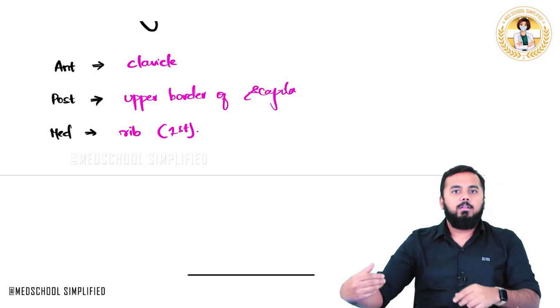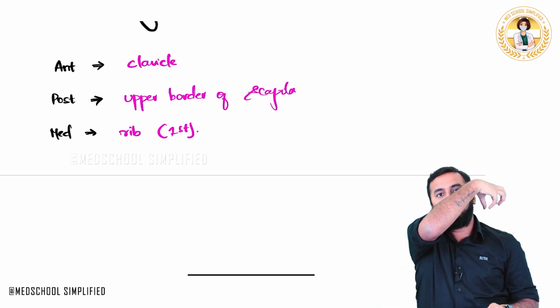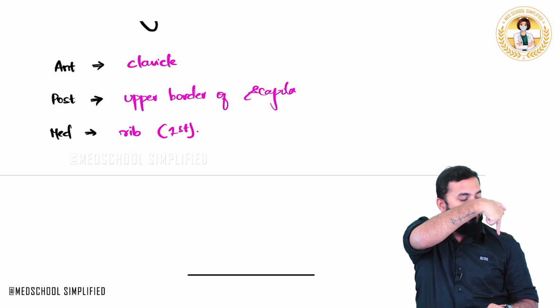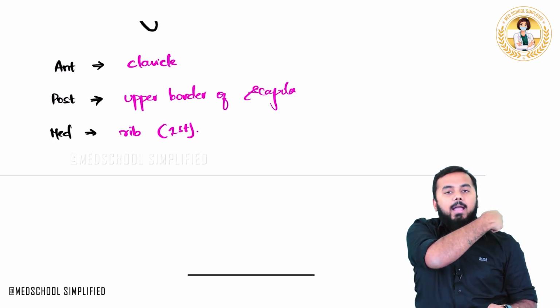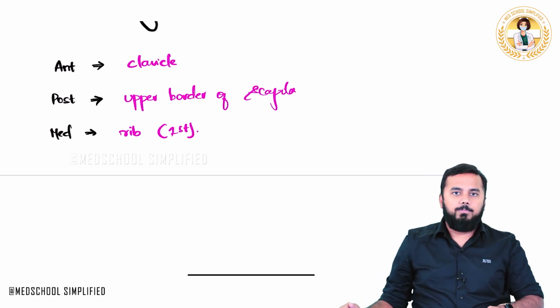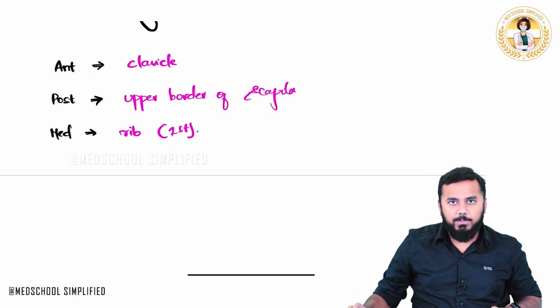So what it's trying to tell you is that if you are putting a camera on the top here, so this is my axilla, if you look from the top, in the front you will find clavicle, on the back you will find the scapula, right? And medially here you will find the first rib. This is how you have to imagine the picture.